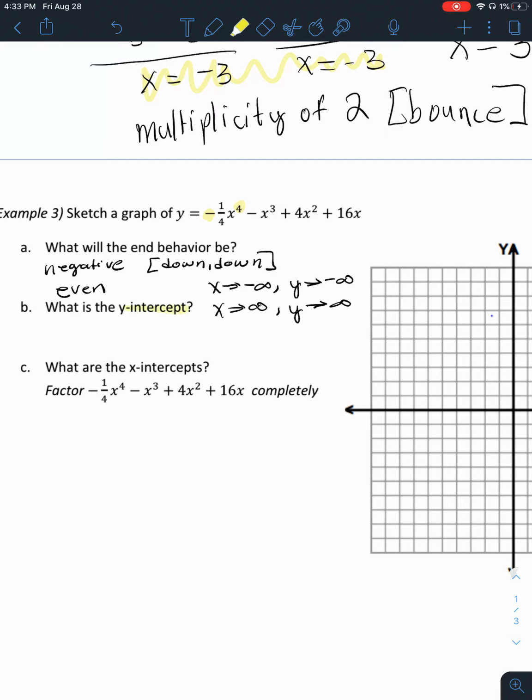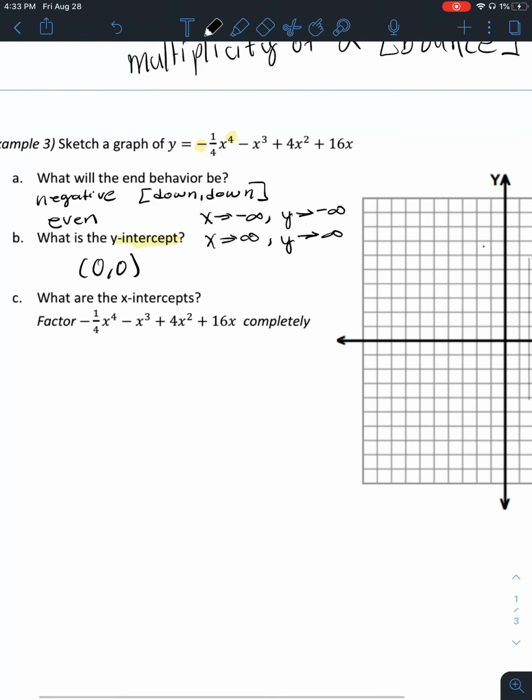Next step is y-intercept. Recall that your y-intercept is when you substitute 0 for x. So I hope that you see in this problem, we will get 0, 0. But this next part is the part that we're waiting for, is how do we find the x-intercepts? How do we deal with this negative 1/4? So what I like to say about the negative 1/4 is, if you feel like you have a problem with it, let's try to take it out.